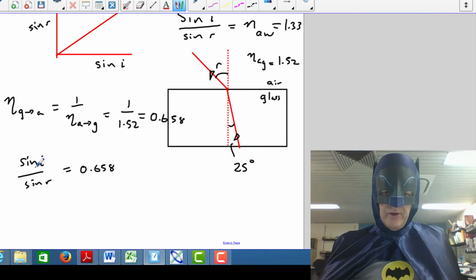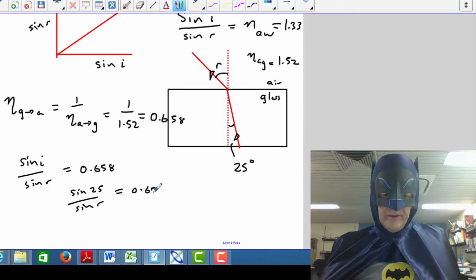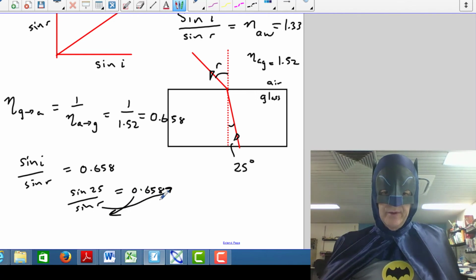We've got here that i is 25. So we've got the sine of 25 over the sine of r equals 0.658. And you're going to go through the same process of bringing the r up and that one down and doing the shift sine stuff again to work it out. But you should end up with an angle that's bigger than 25, because it's going to a faster medium. It should have a larger angle of refraction compared to the angle of incidence. So they're the sort of things you're doing.